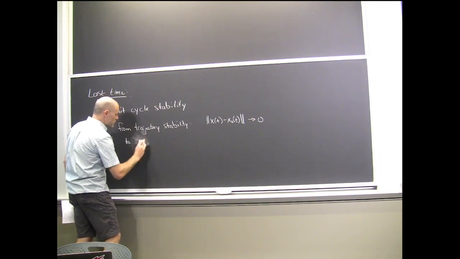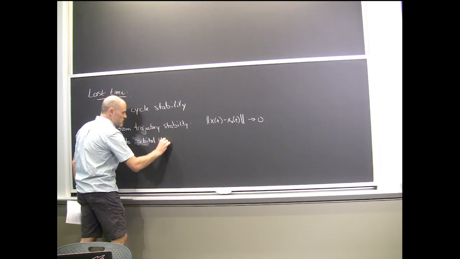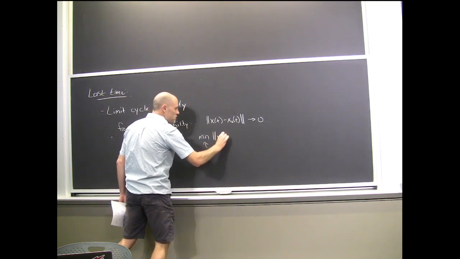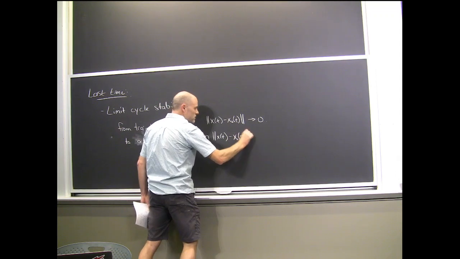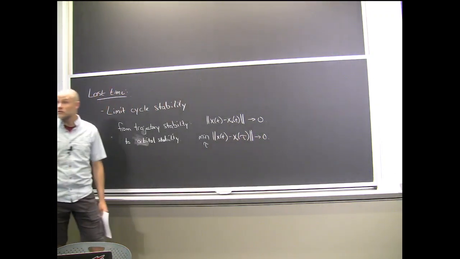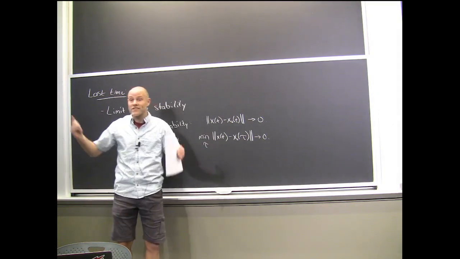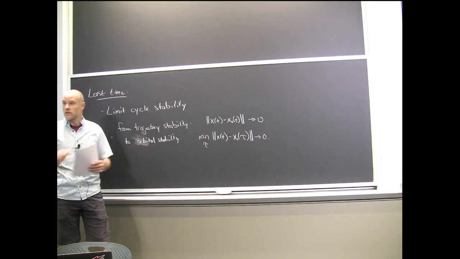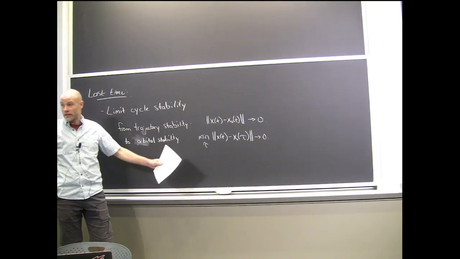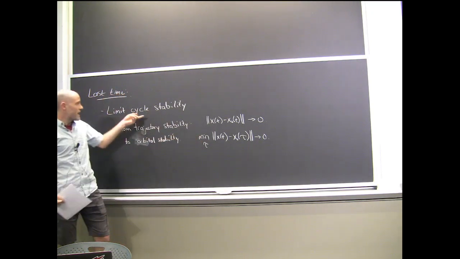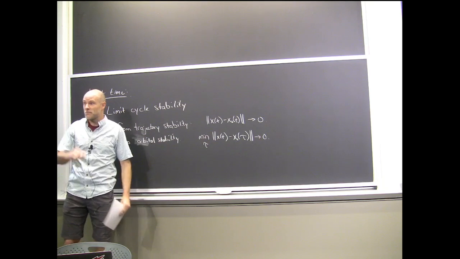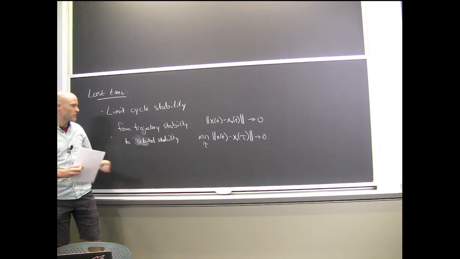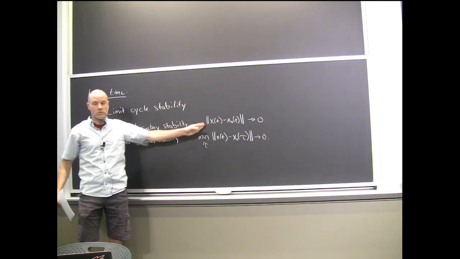To orbital stability, which was saying now I'm going to allow myself to find the closest time on the nominal trajectory. I'll allow myself to search over that and I just ask that distance to go to zero. This is a useful concept. This notion of orbital stability can be useful for non-periodic trajectories. But it's absolutely essential for limit cycle stability, because limit cycles don't converge in time. They don't converge in phase. So we needed this extra machinery of orbital stability to think about the stability of a cycle.